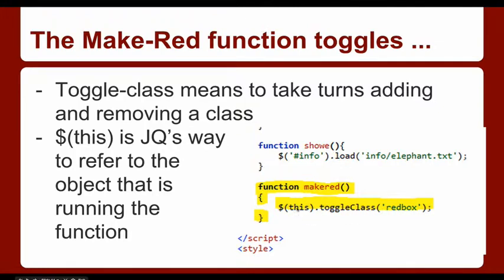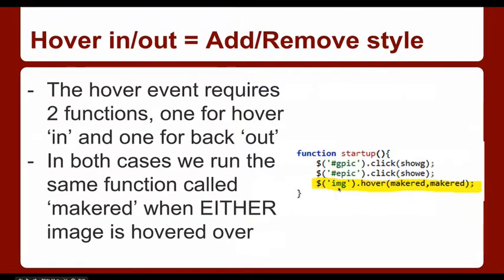Let me just explain this one more time. If I go back to the previous slide, notice that the hover happens to any image. So this is kind of a tricky thing, because any image could be the giraffe, it could be the elephant. We don't know which one it is. But whichever one it is that's causing the hover event to happen, we want this image, whichever one it is, to run the makeRed function.